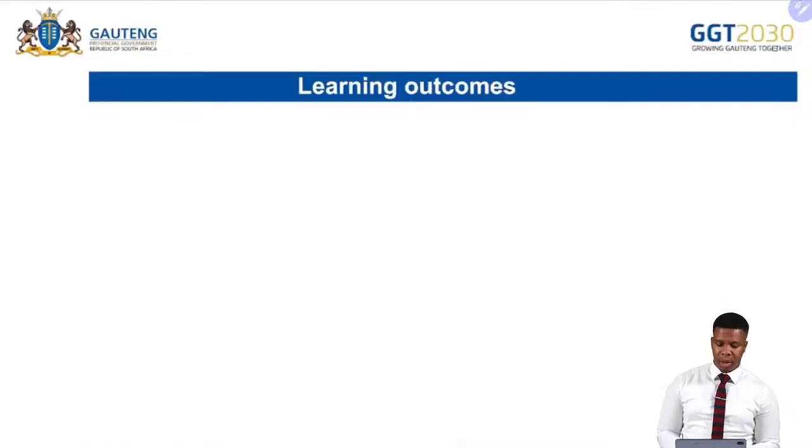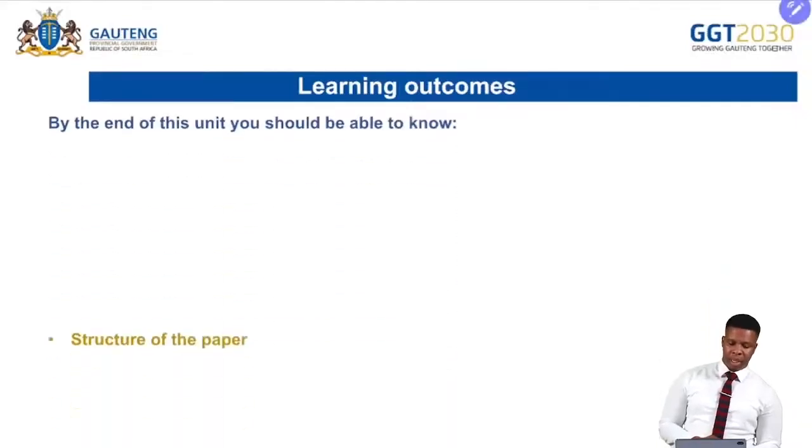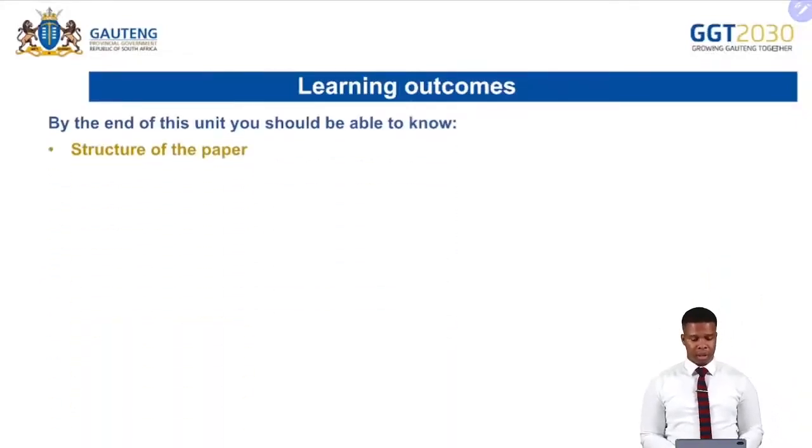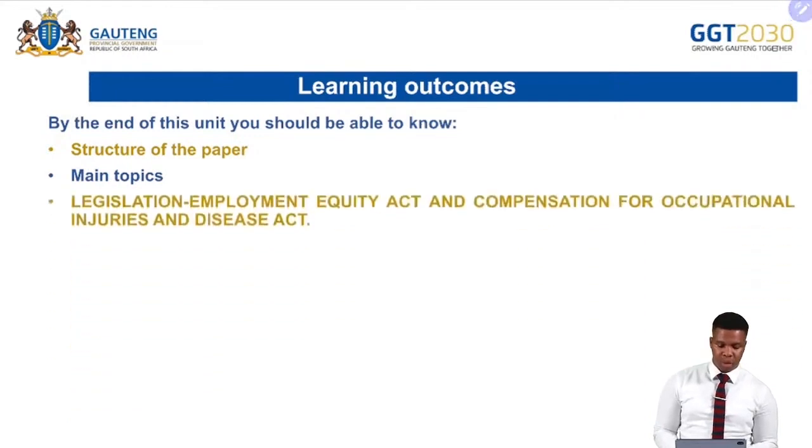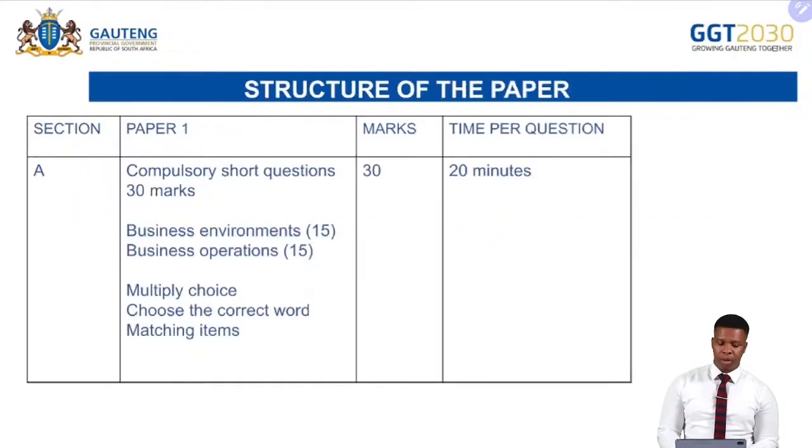So as we proceed now, our lesson outcomes. By the end of this revision lesson, you should understand the structure of your paper, and you should also understand the main topics that are covered in your paper 1. And you should also look into the following legislation. We're going to look into the Employment Equity Act and the Compensation for Occupational Injuries and Disease Act. So that is what we are going to look into. So let's just start with our lesson and look into the structure of the paper.